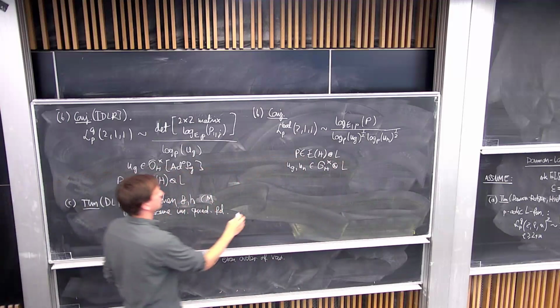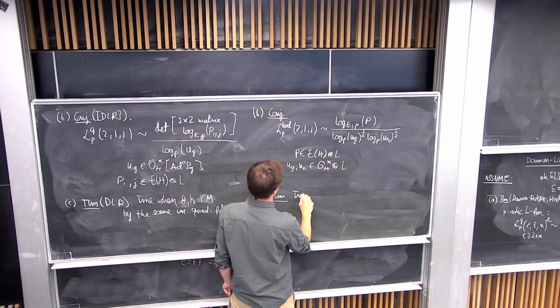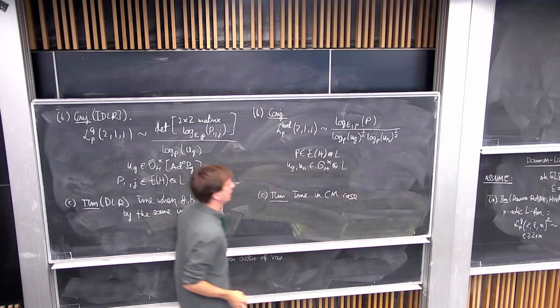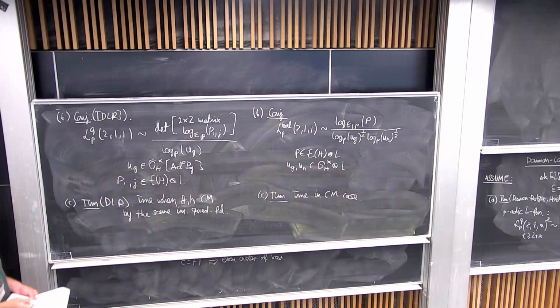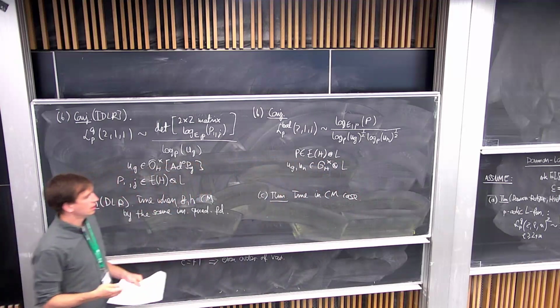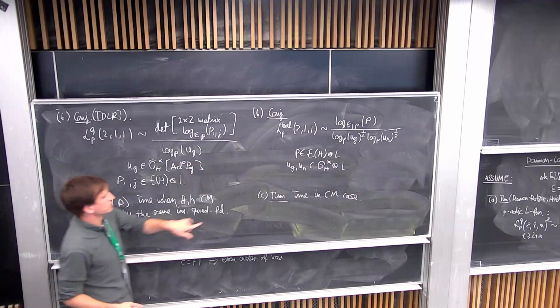And then finally C, true in the same CM case, which is again based off of some factorization, and this is a Heegner point, and these are the Stark units in the imaginary quadratic field.